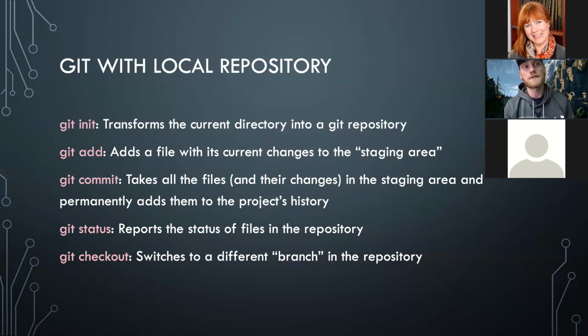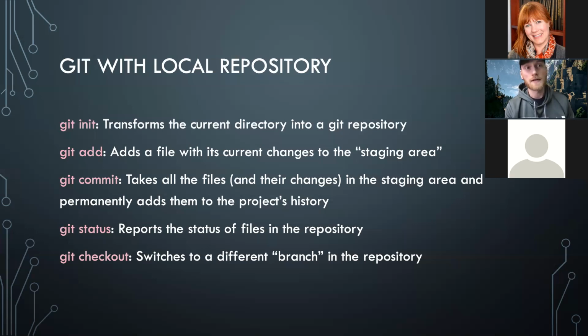So the next command here is git add. And so that's going to add a file that you made changes to into what's called the staging area. We'll show a little bit more what that means and how to use that in our demo. Git commit. So that takes all the files that are in the staging area and permanently adds them into the project's history. So what I like to think about is it kind of puts it into your memory. It's like your long-term memory. So once you do git commit, all the files that were in the staging area get committed to memory.